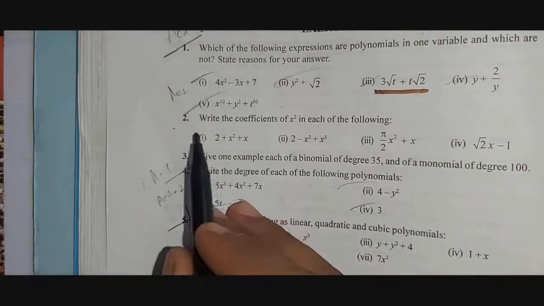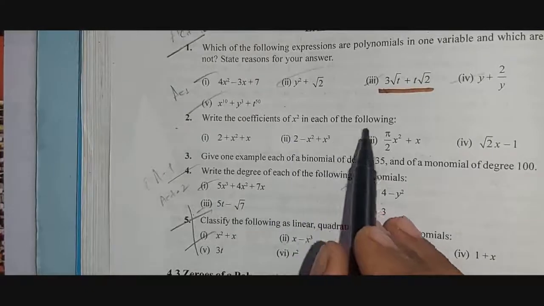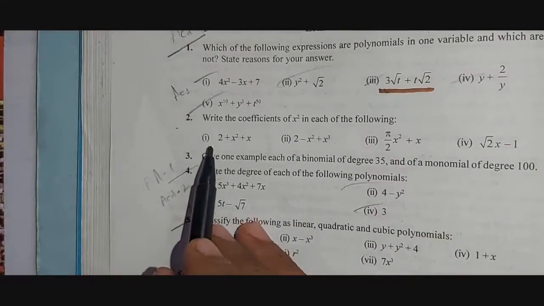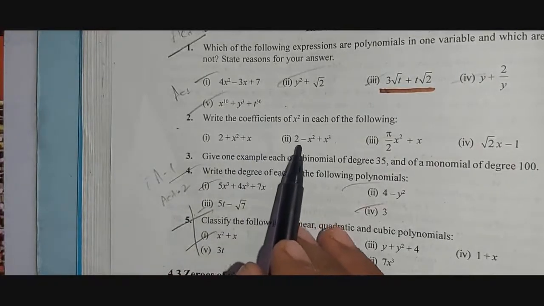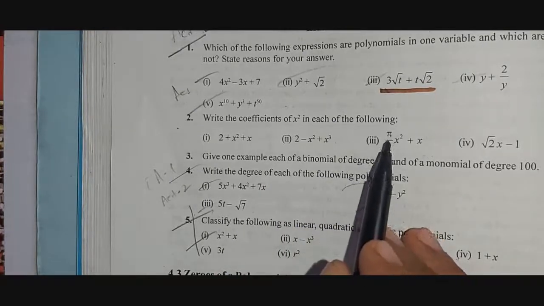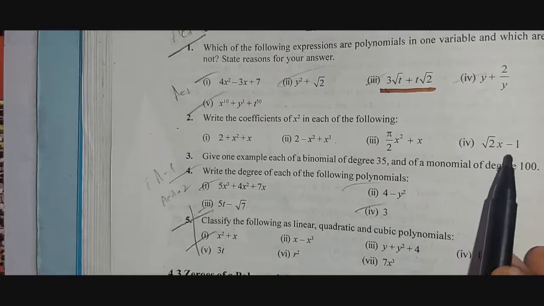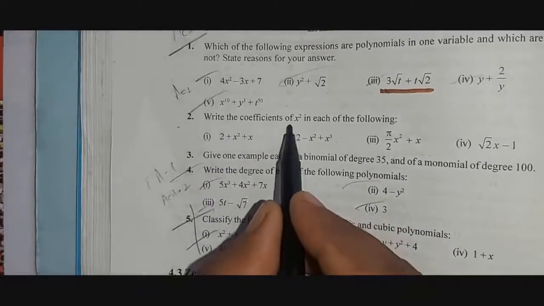Now let us discuss the second main question. Write the coefficients of x square in each of the following. First question, 2 plus x square plus x. Second one, 2 minus x square plus x cube. Third one, pi by 2 x square plus x. Fourth one, root 2 x minus 1. Write the coefficient of x square here.